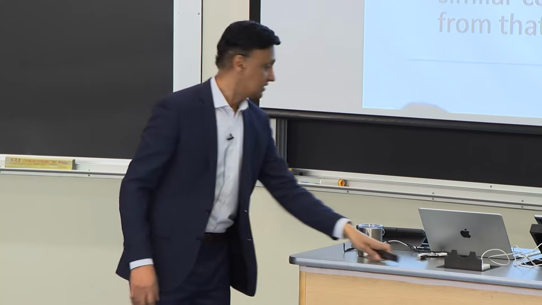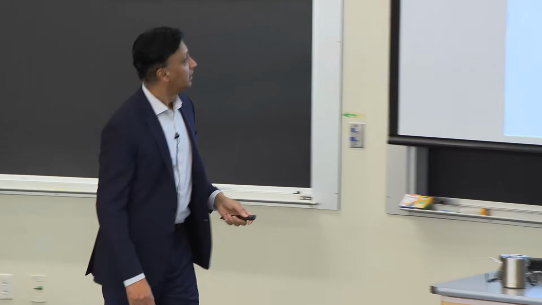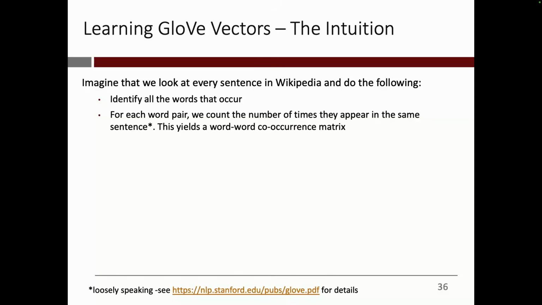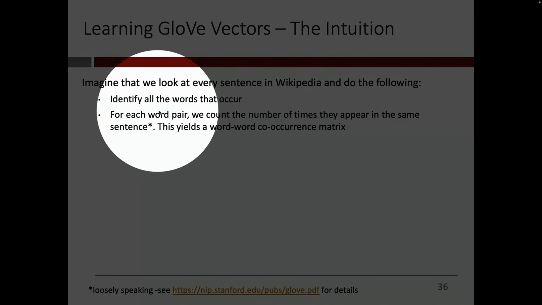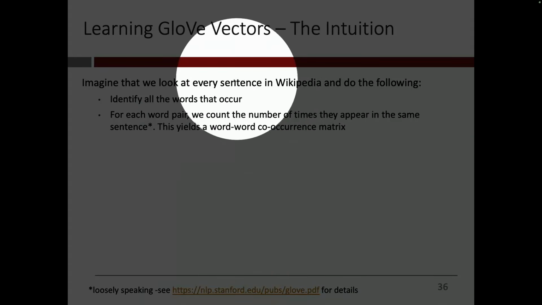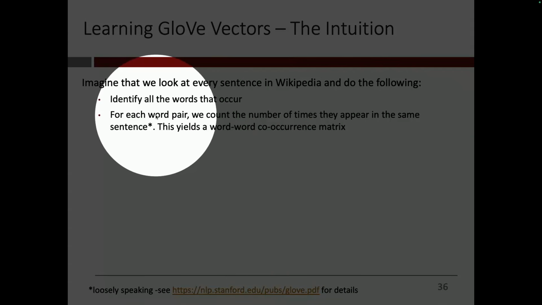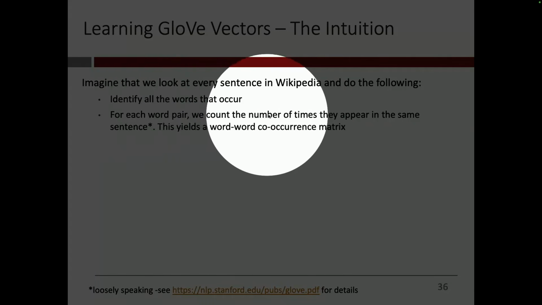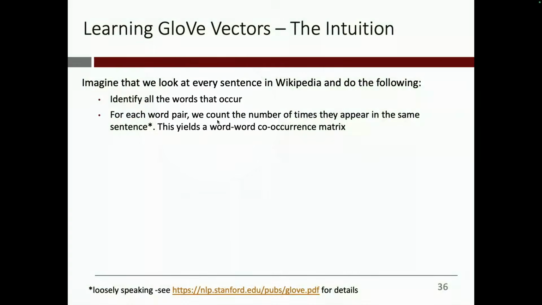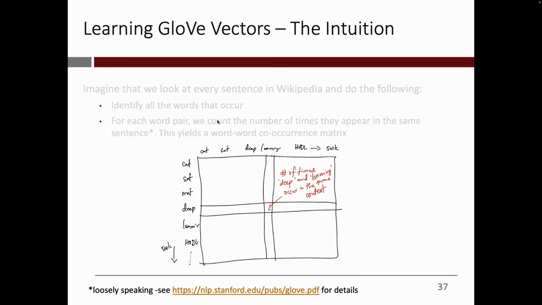And when we do that, we will get something like this. So this just captures what I've been talking about. Identify all the words that occur, let's say, in Wikipedia. And then for every sentence, you look at every word pair and count the number of times they appear in the same sentence across all those sentences, okay? This is a word-word co-occurrence matrix.